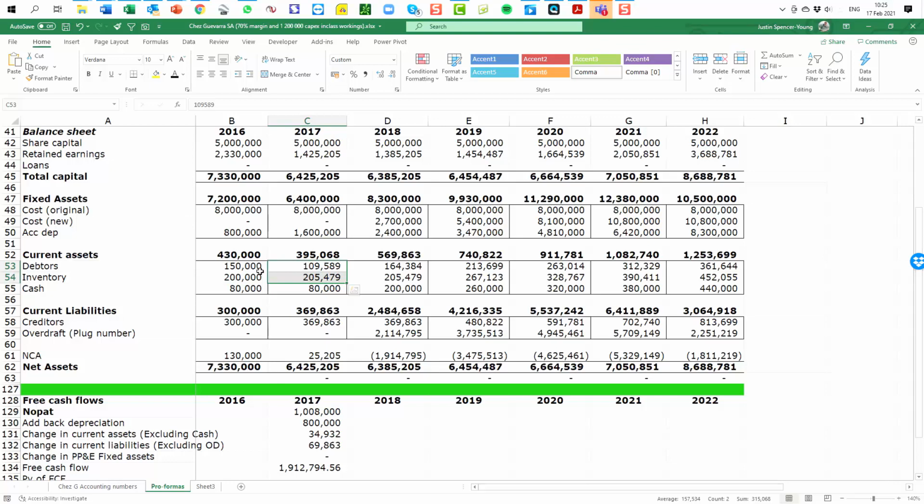Now what you can see here from these two, if we look at them independently, is the debtors is going down. Therefore that's going to be cash positive for the business. The inventory is going up. That is going to be cash negative for the business.